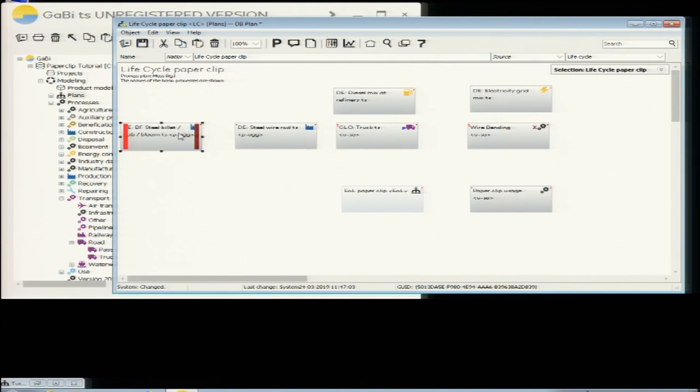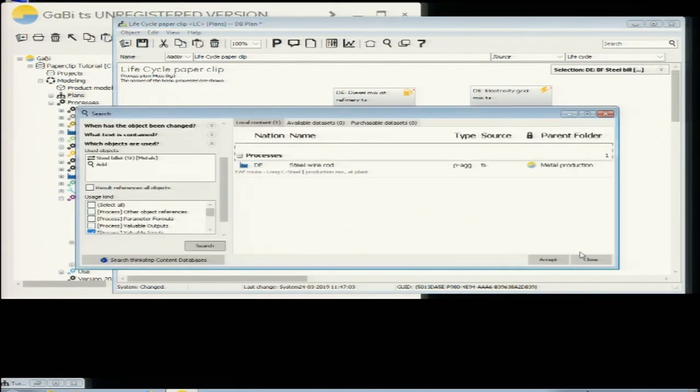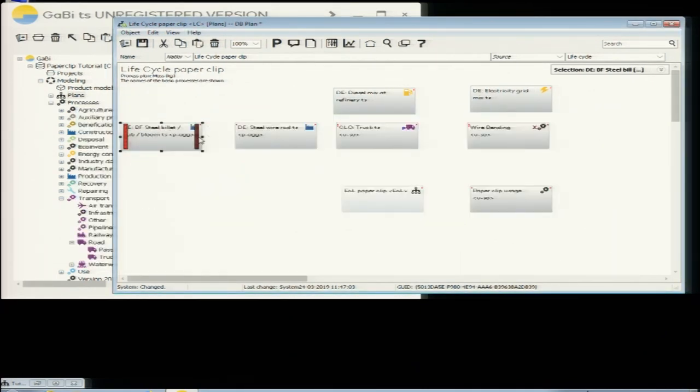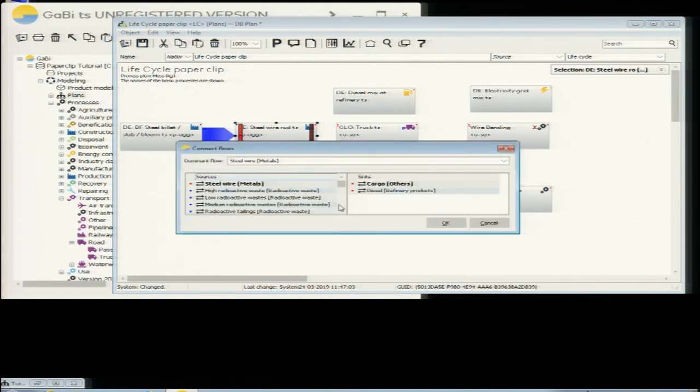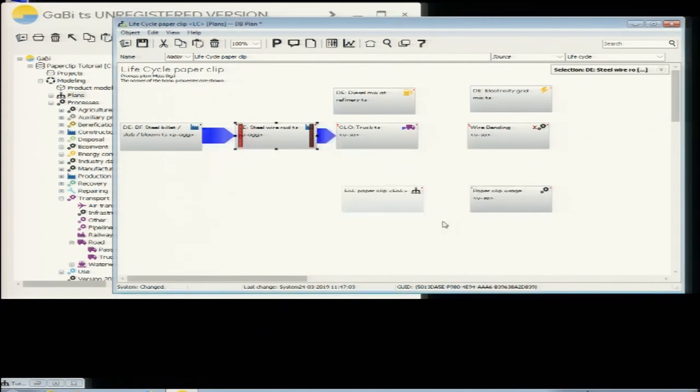Now, if I go here, this red line means it needs to be connected somewhere. So, this would be connected with the steel wire rod that is connected with the GLO trucks. If you see, when I am connecting, it will ask, okay, these are the sources, these are the sinks. Sources will be steel wire, sink would be the cargo. Okay. So, you can see this red spot is now turned black, that means the connection is made.